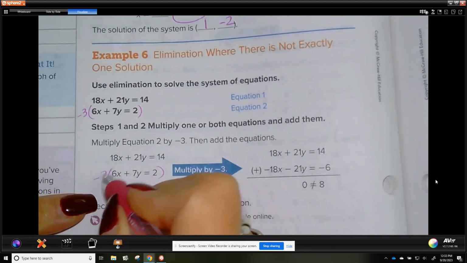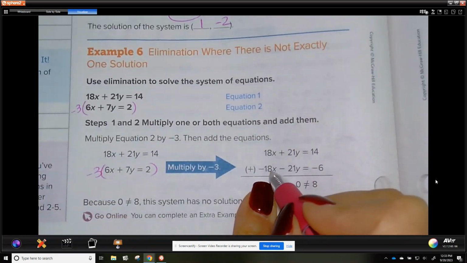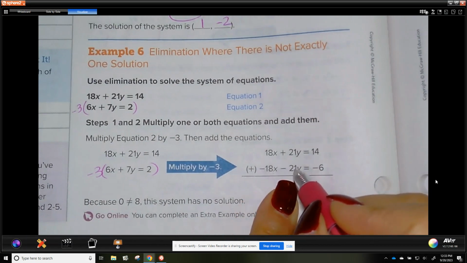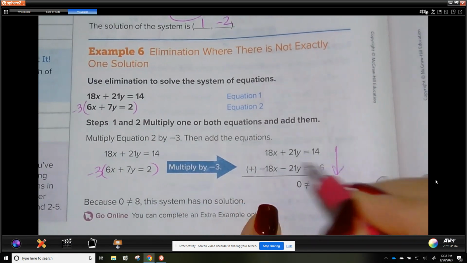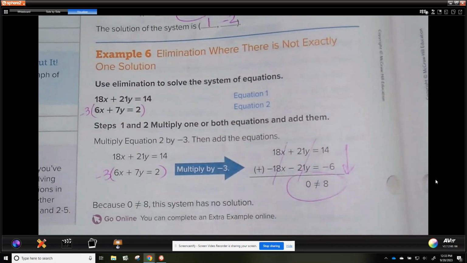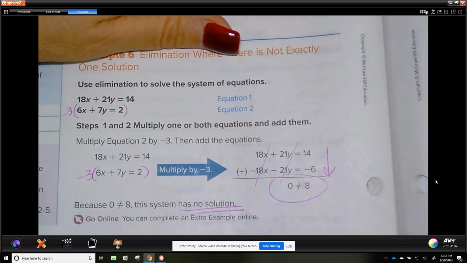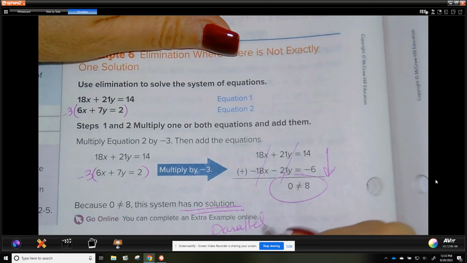So I'm going to multiply all of this by -3. You can focus on the x, but you get -18x, -21y, and -6. Adding down, the x's cancel, the y's cancel. I get 0 is equal to 8, but it's not equal. So there is no solution for that. So those are parallel lines. Okay.